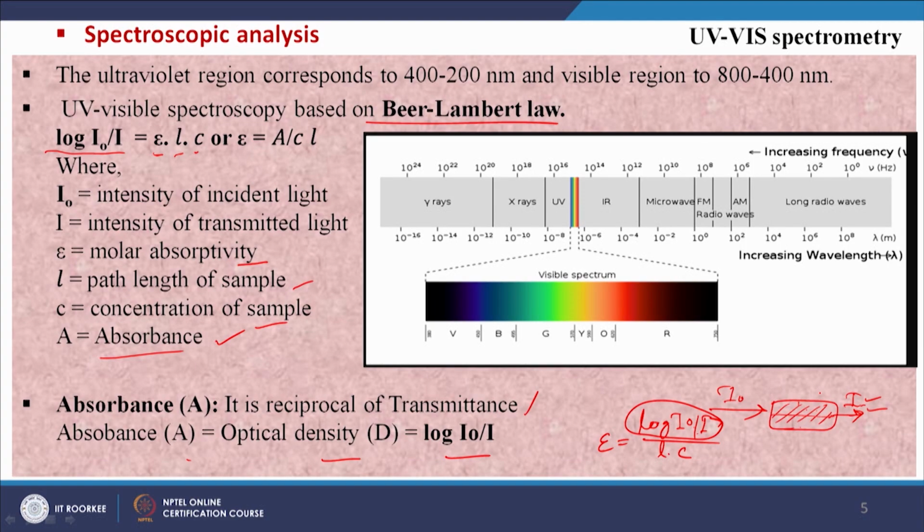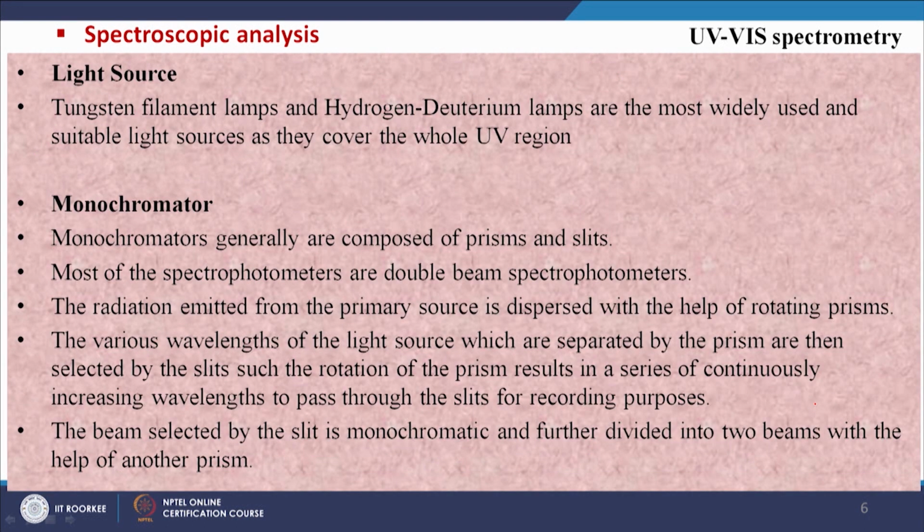So, now if we have a detector that will detect the quantity of light being transmitted, that can give us some idea of how much light is absorbed, which is proportional to the concentration present in it, and we can get the value of the concentration of the element.